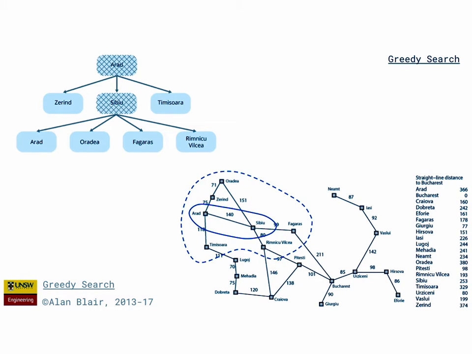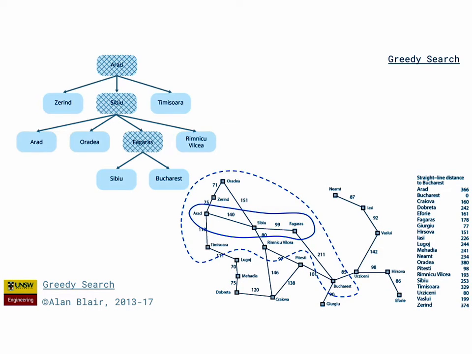Now we have a choice of five cities, and the closest one is Fagaras. Now we again have a choice of five cities, including Bucharest, whose distance to the goal is zero, because it is the goal. So it gets selected next, and the algorithm terminates.